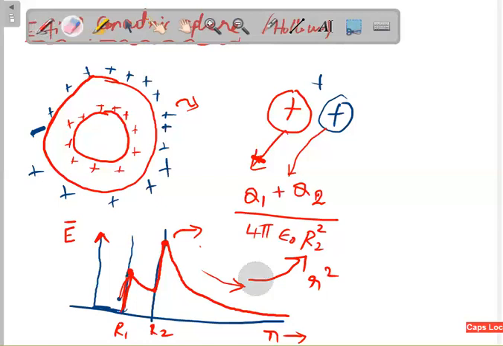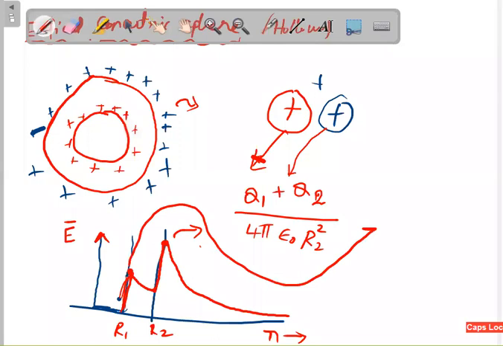Next, what will be the value here? Here the value is just one charge, because if you take this imaginary surface, according to Gauss law, only this charge will contribute to the electric field. So it is Q1 divided by 4 pi epsilon naught R1 square. This is the idea. Again, these are the edge values. Once we go further, you have to replace this R1 with small r.